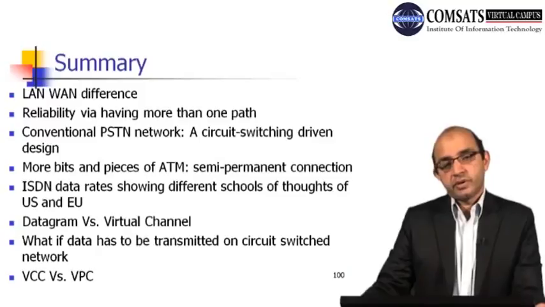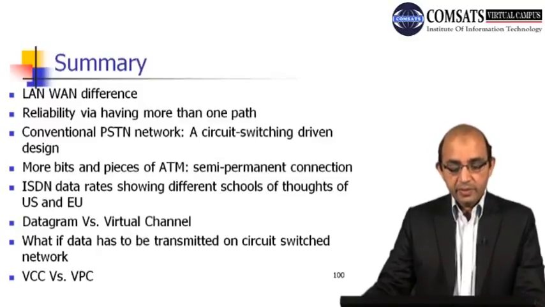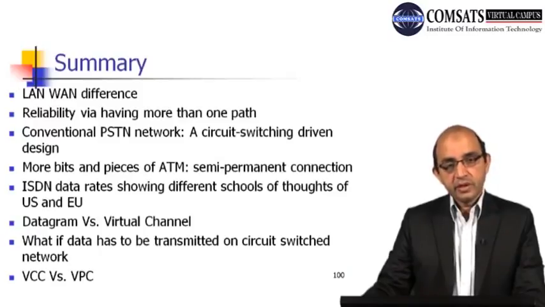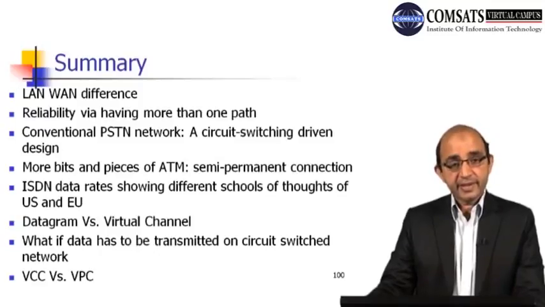And then we also discussed ATM, and in that discussion we included semi-permanent connections. After that we talked about the data rates offered by ISDN, PRI (primary rate interface) and BRI, and the number of channels the two different types of ISDN support, and there is a difference between the standards for ISDN in the US and ISDN in Europe, right? We also talked about datagram, which is a packet switching technique, and the virtual channel connection, which is also a packet-oriented technique.